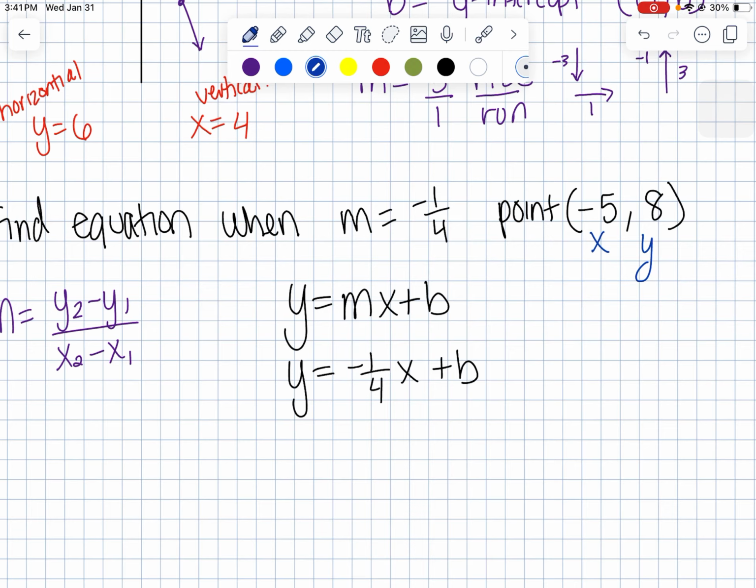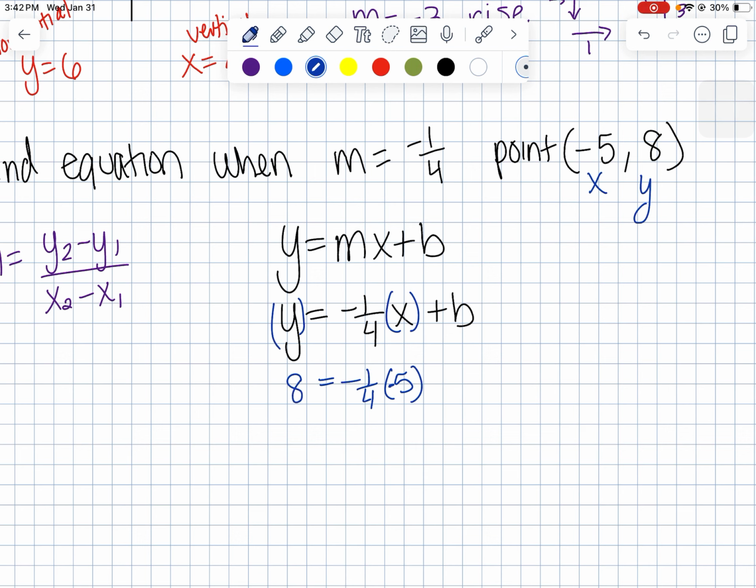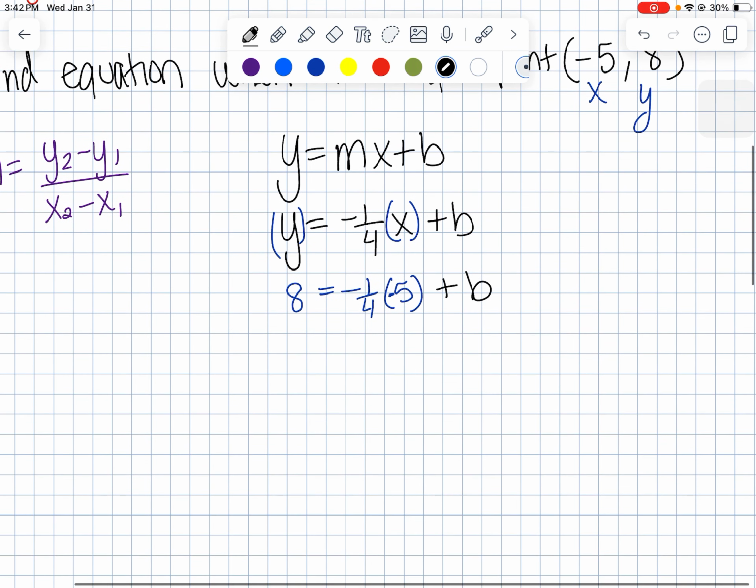Then you're going to use this point, (negative 5, 8). That means when you plug in negative 5 for the x value, so negative 1/4 times negative 5, your answer for y here is going to be 8, because that's what x and y are equal to. And then you can use that to help you find the b value. So then working through this algebraically, you get 8 equals, you're multiplying a fraction times a whole number, put that whole number over 1 so you can multiply straight across the top. Negative 1 times negative 5 is 5, 1 times 4 is 4.